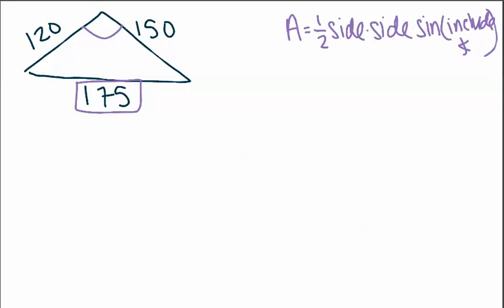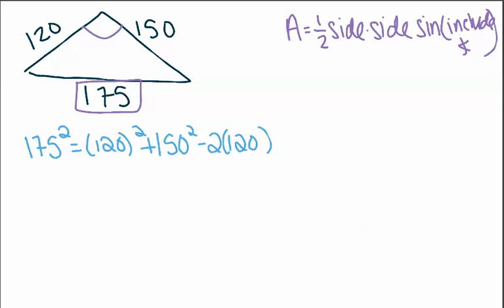So what I'm going to do is set up my largest side of 175 in my formula: 175 squared equals 120 squared plus 150 squared minus 2 times 120 times 150 times the cosine of that angle. Let's call that angle x, why not? So now we've got to solve for that angle.